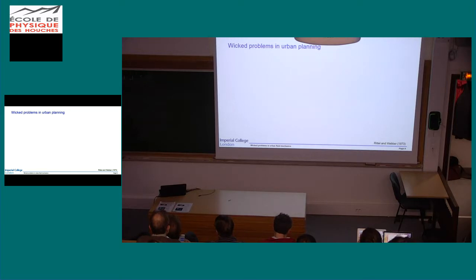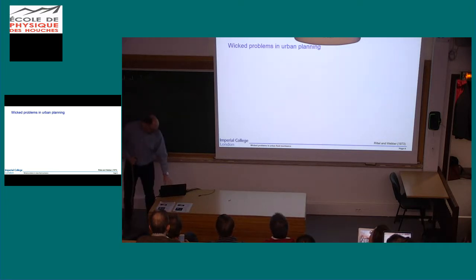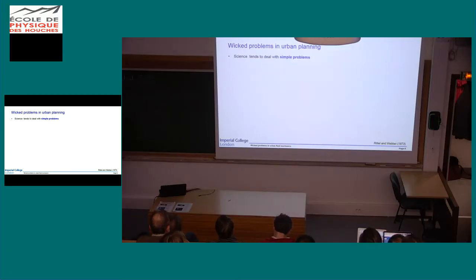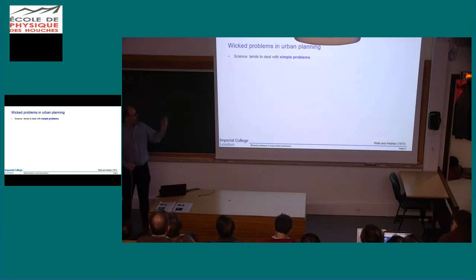So it starts with essentially a concept from urban planners. So this is by Rittel and Weber, who in the 70s introduced this concept. So they're urban planners, and they stated that science deals with simple problems, right? They should know, they're urban planners. But if you actually, so yeah, I nearly stopped reading at this stage.